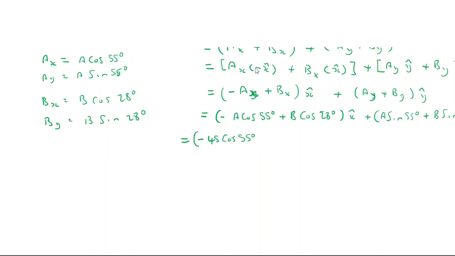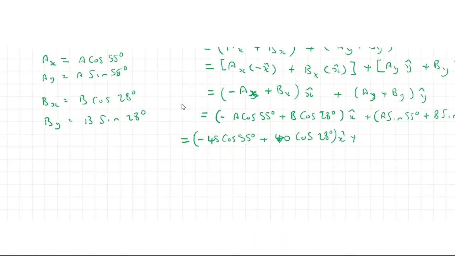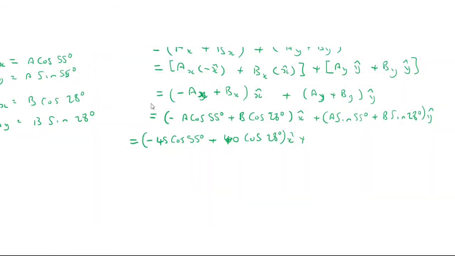Remember where the negative comes from. It comes from this. I just took it out, and when you factor out x, you are left with this negative. And then B is going to be 40. Let me write my 40 properly. Cos of 28 degrees in the x direction. Then this is going to be plus. It seems like some of it is no longer appearing, so let's make space. So this is x hat, and then plus, A is 45 sine 55 plus 40 sine 28. All of this is in the y direction.